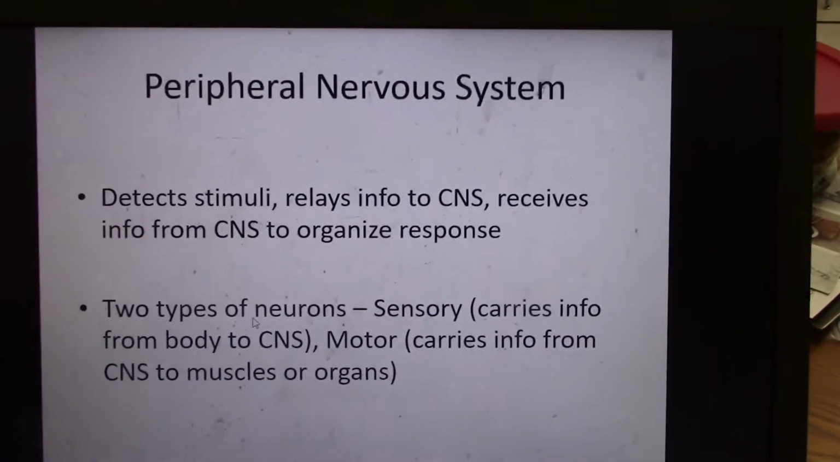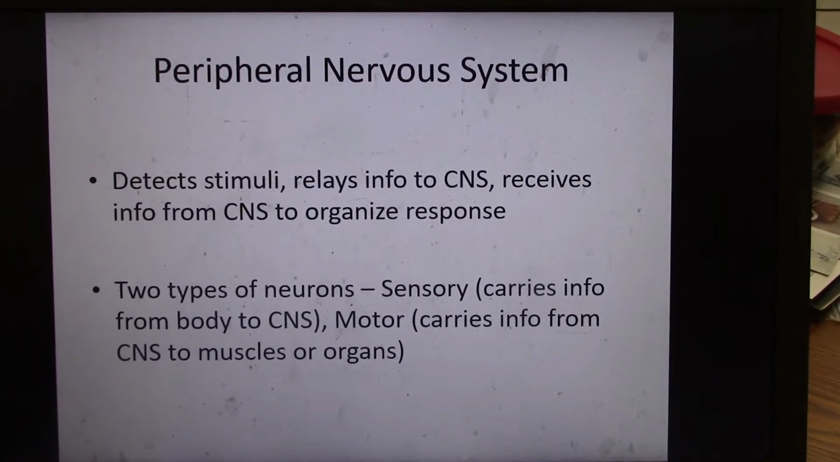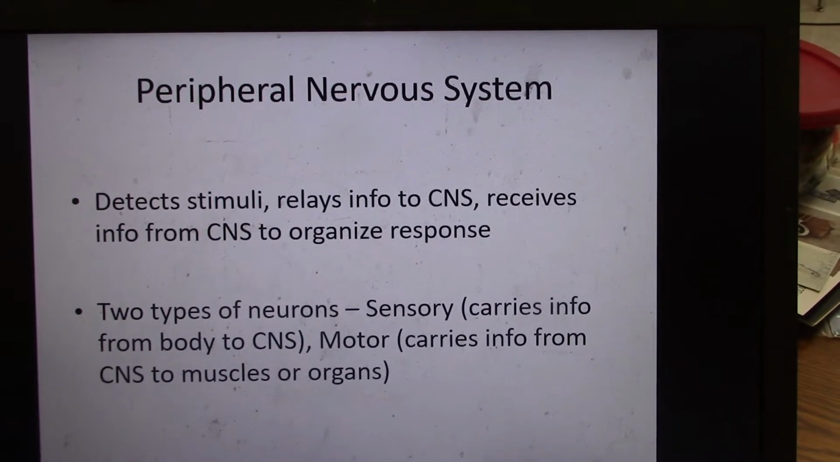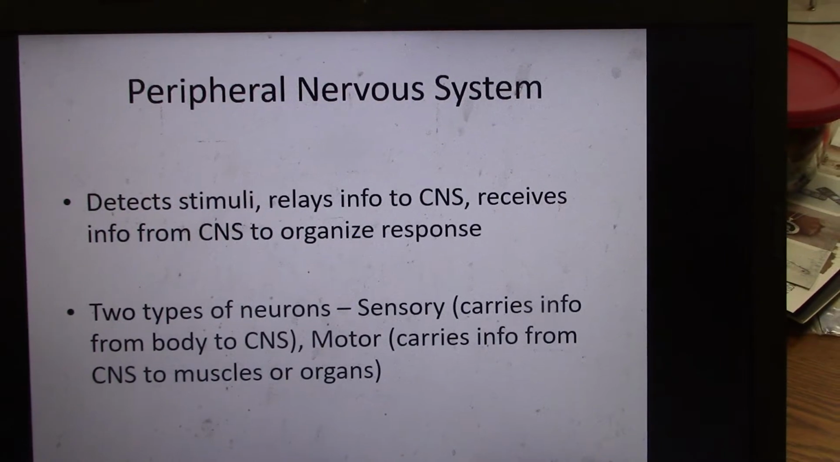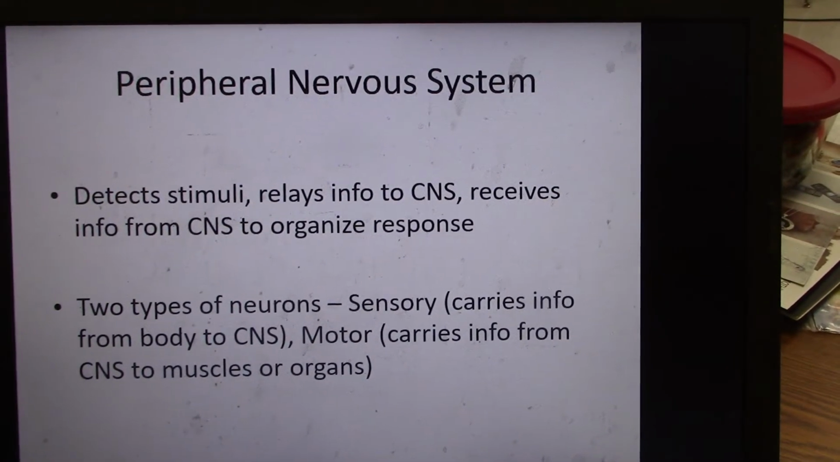So the green neurons there are the peripheral nervous system. So you need to know this. The peripheral nervous system detects stimuli. It relays info to the CNS, which is the central nervous system. And then it also receives info from the CNS to organize responses.